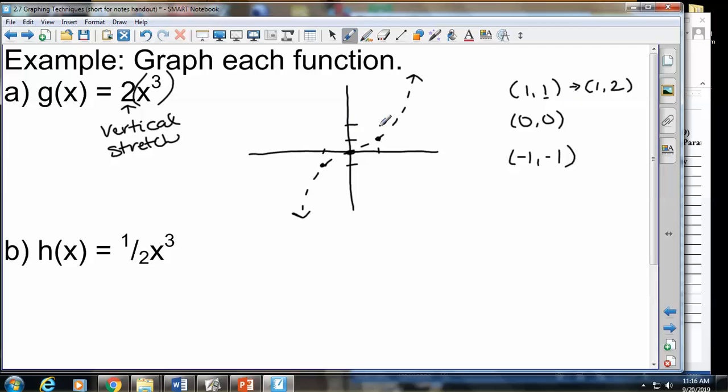You multiply the y times 2. The (0, 0), if you multiply your y times 2, it's still (0, 0). (-1, -1), if I take my y times 2, it's (-1, -2). It's just like if you take a rubber band, the more you stretch it, the skinnier it gets. That's what's happening. I'm vertically stretching it, so it's getting skinnier as it goes up. Are there questions on that?